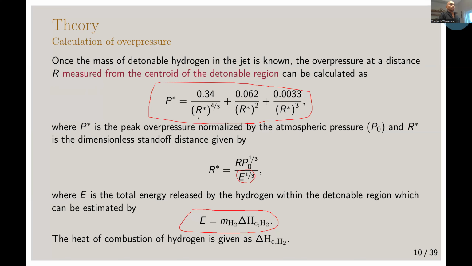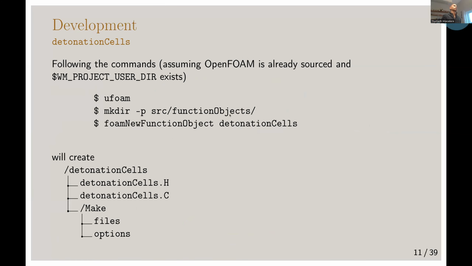One important aspect is the distance. This gives us the pressure profile as a function of distance measured from the geometrical centroid of the detonable region. So we also have to calculate the centroid of this region at some point in the function object.